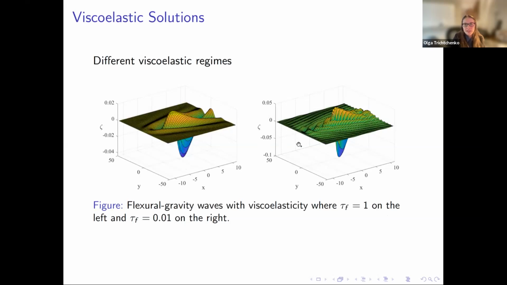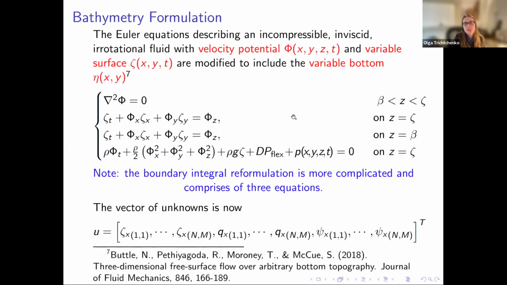It's no problem. The time that it takes to compute these solutions, again, is still in the order of minutes. And then the other thing you can do is look at a variable bottom. So introduce this extra equation for what happens to your velocity potential at the bottom, which we'll label as beta.